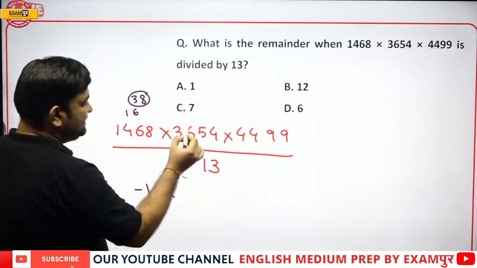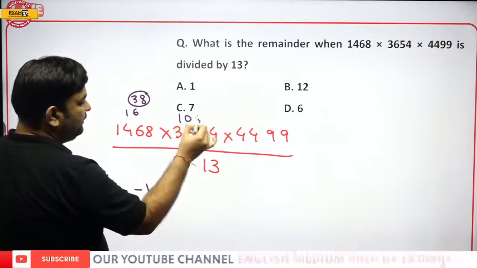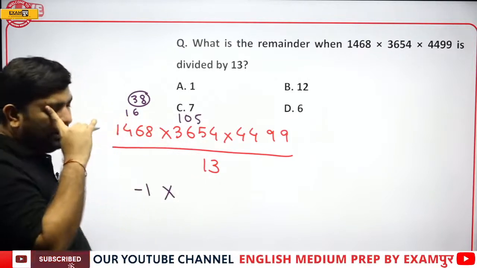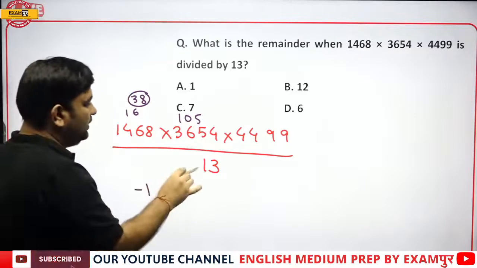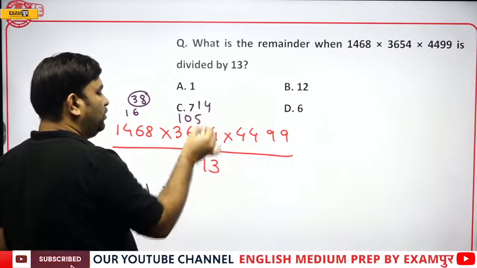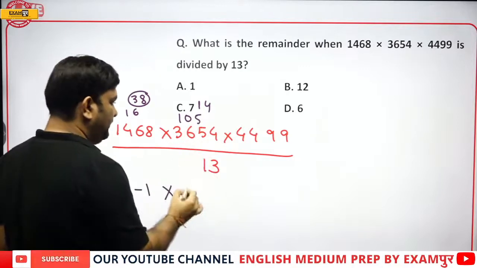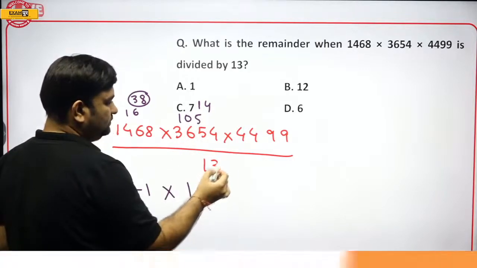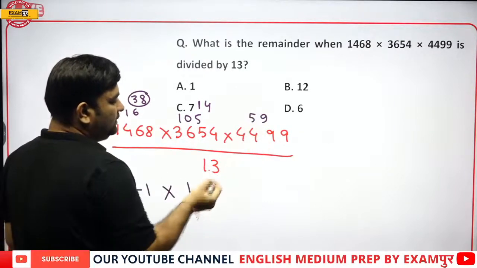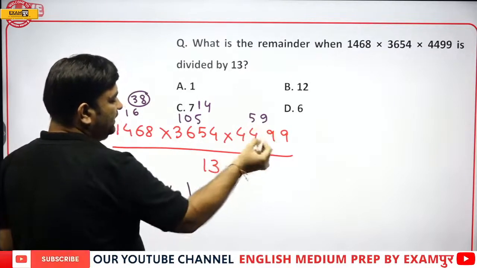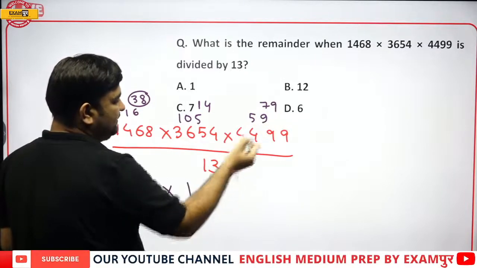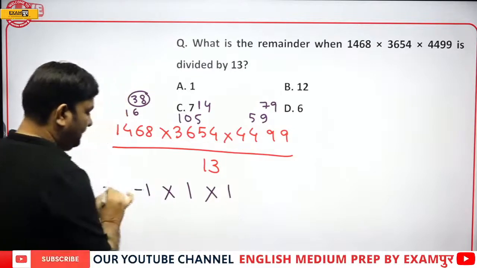13 twos are 26, 13 sevens are 91, 13 eights are 104. 13 ones are 13, positive remainder of 1. 13 threes are 39, 13 fours are 52, 13 sixes are 78, so positive remainder of 1.